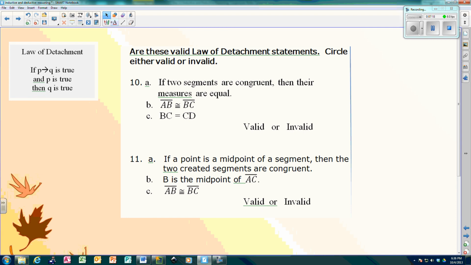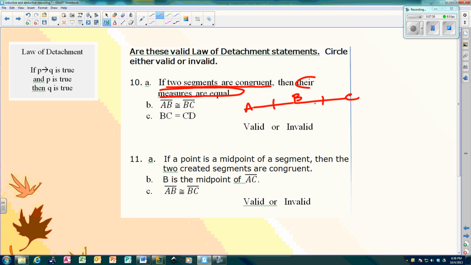So now we're going to determine if these two are valid or invalid based on the information given. If two segments are congruent, then their measures are equal. AB is congruent to BC. So here's AB, here's BC. If they are congruent, then BC equals CD. This is invalid because this has nothing to do with this.